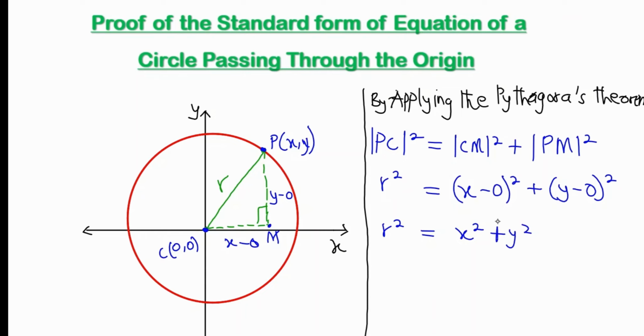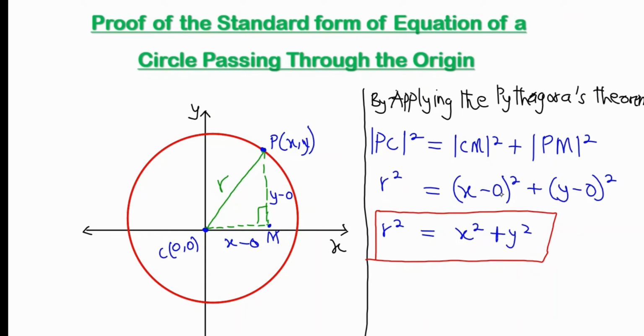So that is it. Whenever we are talking about the standard form of an equation of a circle passing through the origin, then we are talking about this formula: R squared is equal to X squared plus Y squared. So in any question given to us that demands that we find the equation of a circle passing through the origin, it's very simple, because at the origin, the center there is 0, 0.